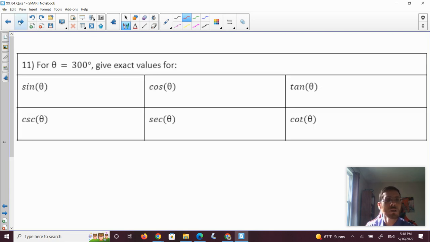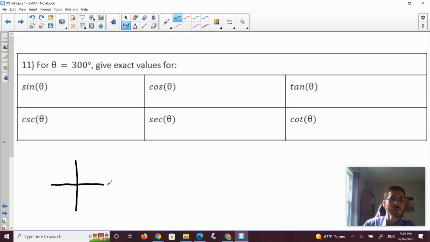And then is 11 the last one? Yes, it is. So for number 11, for theta equals 300, give exact values for each of the 6 trig expressions.